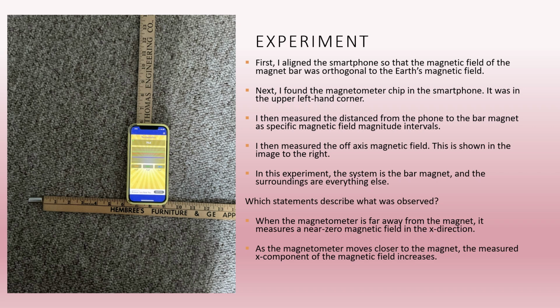In this experiment, the system is the bar magnet and the surroundings are everything else. Which statements describe what was observed? When the magnetometer is far away from the magnet, it measures a near zero magnetic field in the x direction. As the magnetometer moves closer to the magnet, the measured x component of the magnetic field increases.